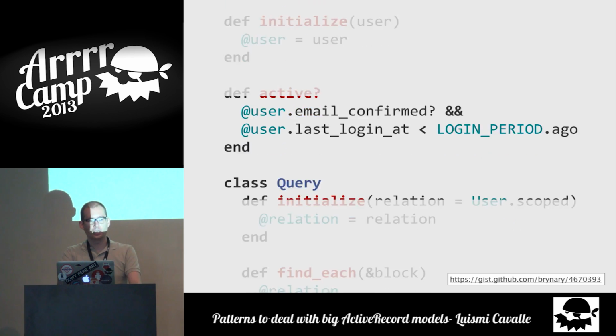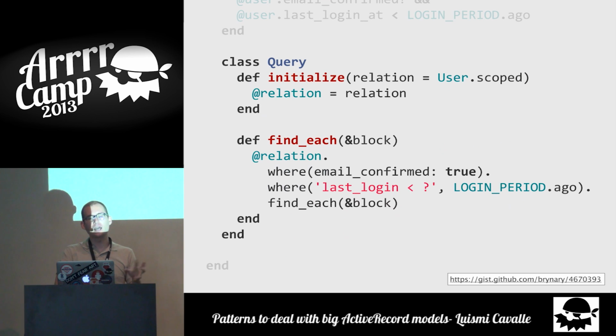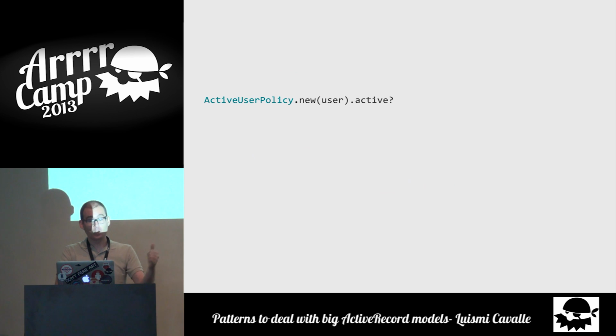In addition to this, we have also a query class that will allow us to get all the active users in the database. That is, all the users that comply with the policy that this class encapsulates. Basically, the query receives a relation, the scope of the users where we are looking for active ones, and then just using the normal ActiveRecord query methods, we are finding the users that have the email confirmed and that have the last login less than 14 days ago. This is how we would use the policy to know if a single user is active or not. We initialize the policy with the user, and we call active.